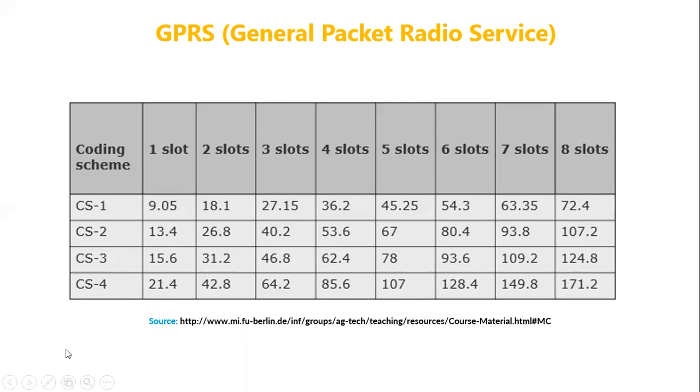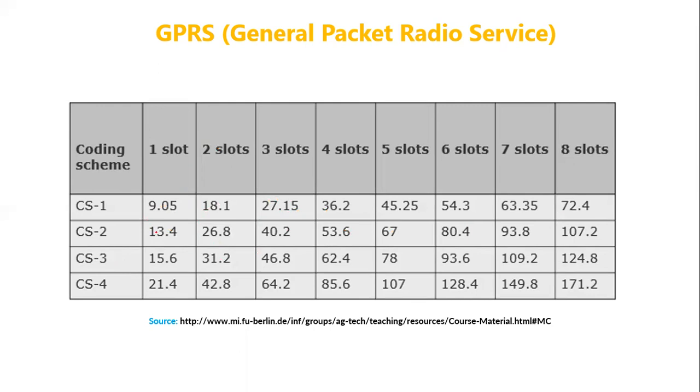So with CS1, if there is only one slot, then the data rate available is 9.05 kilobits per second. So everything is in kilobits per second here. If there are two slots, then it's just double of this, almost double. So it will be 18.1 kilobits per second. If it is three slots, then it will be 27.15 kilobits per second. Like that. If it is eight slots, then it will be 72.4 kilobits per second. Okay, 9.05 into 8. That's it.